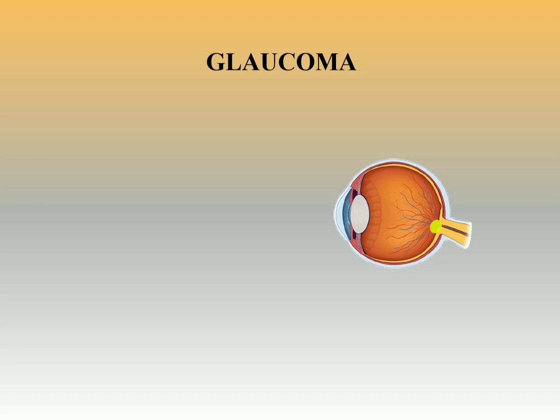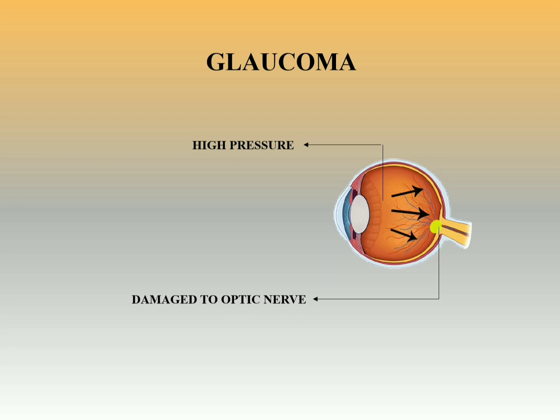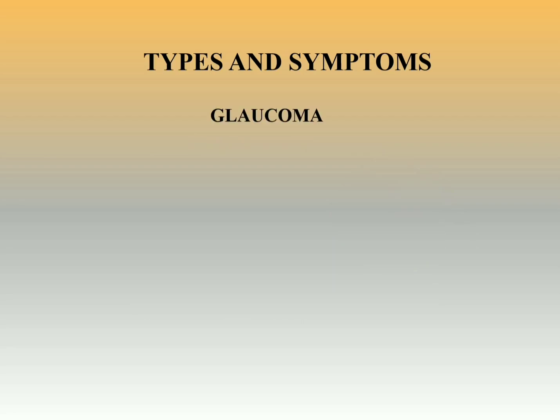Glaucoma. Glaucoma is a group of eye conditions that damage the optic nerve, the health of which is vital for good vision. This damage is often caused by an abnormally high pressure in the eye. Glaucoma is one of the leading causes of blindness for people over the age of 60. There are 2 types of glaucoma, namely acute angle closure and open angle.